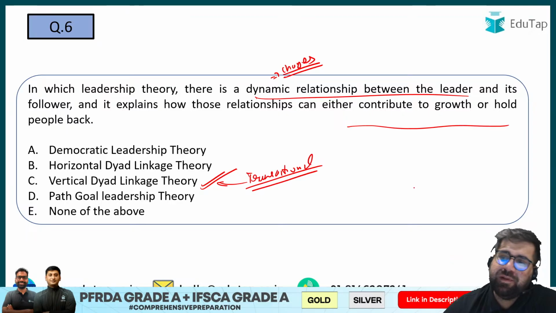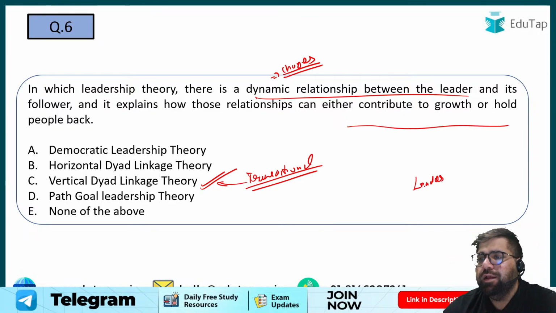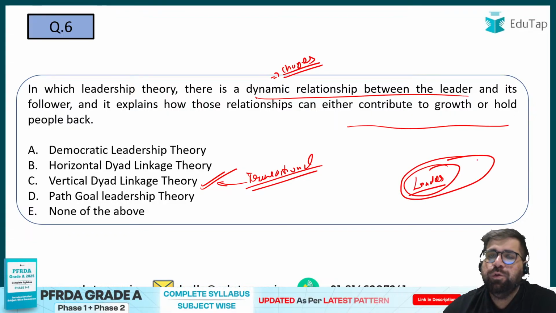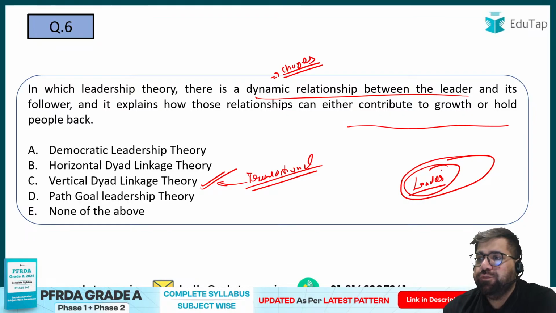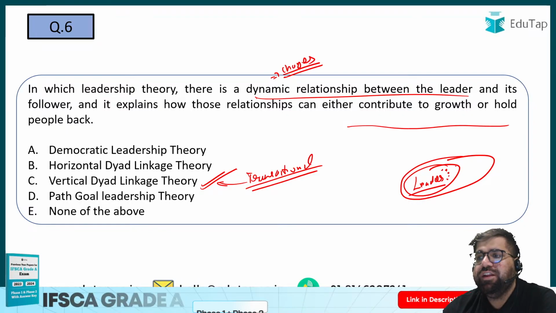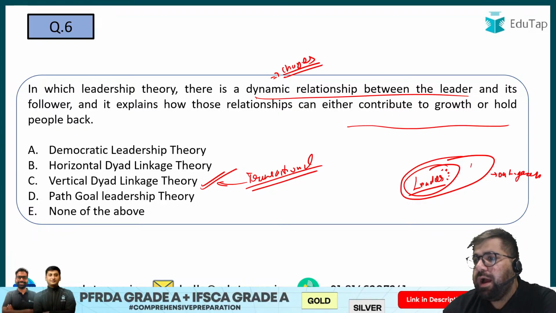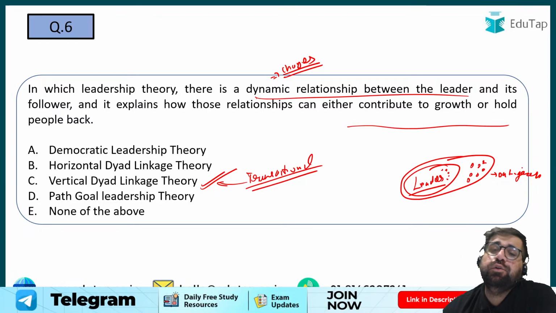Now what happens over here is a leader will be there and the leader will try to make an in-group and out-group. In-group basically consists of all those people who are very close to the leader. So for example, these are the employees who are very close to the leader. Okay. But there is an out-group also. This outer circle represents what? Out-group. There will be employees in the out-group also, but they are not that much connected to the leader.